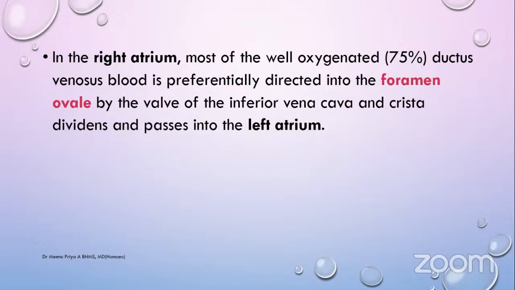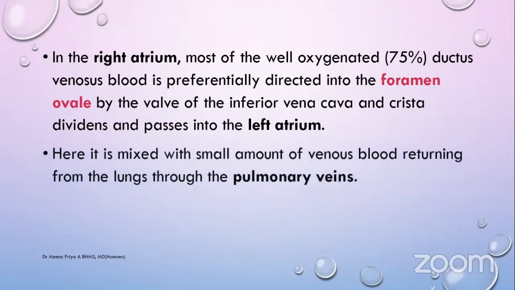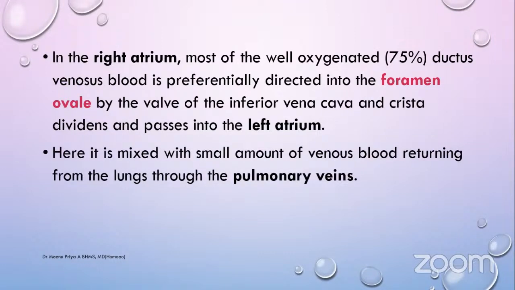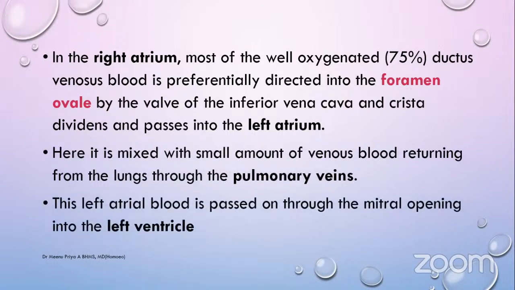Once the fetus is given birth, this foramen ovale should close. That is the normal physiology. The blood is directed by the valve of inferior vena cava and crista dividens and passes into the left atrium. Usually the blood does not pass directly from right to left, but because of foramen ovale, the blood passes from right to left atrium. Here it is mixed with a small amount of venous blood returning from lungs through the pulmonary veins, only a small amount because there is no active respiration by the lungs. That is why the pulmonary circulation is not that active in fetus. You should remember that. This left atrial blood is passed on through the mitral opening into the left ventricle.